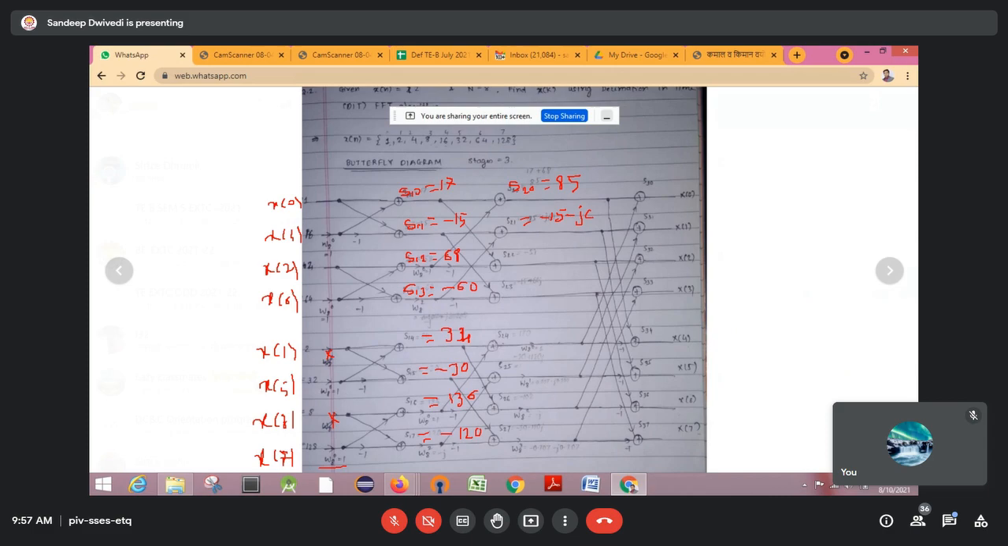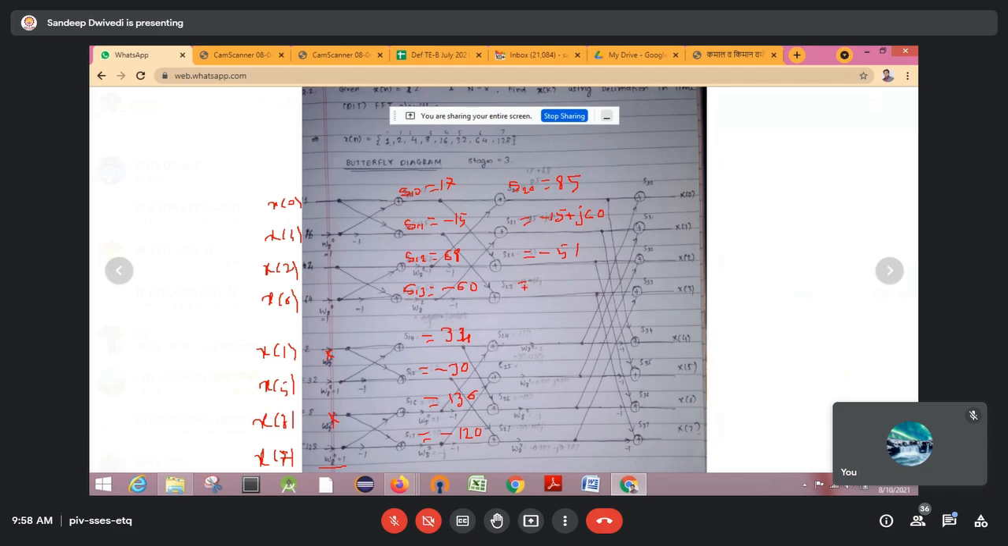60. This is correct. Minus minus will be plus. Okay, minus 15 plus j60. Then next one, S22. For this, two inputs are there. S22, this one, that is X10, then minus this one, S12. So this will be 17 minus 68. So this will be minus 51.